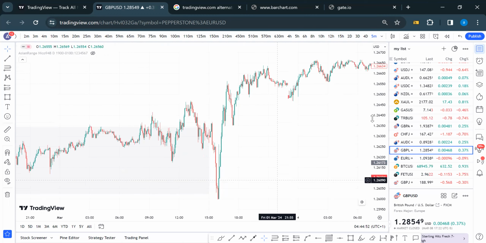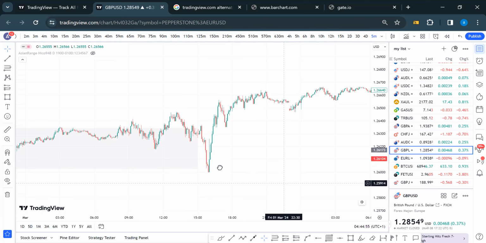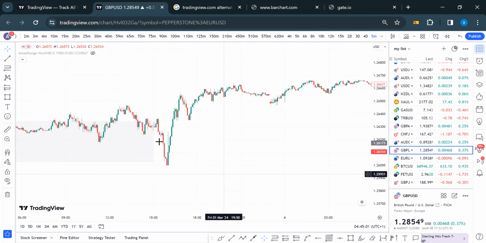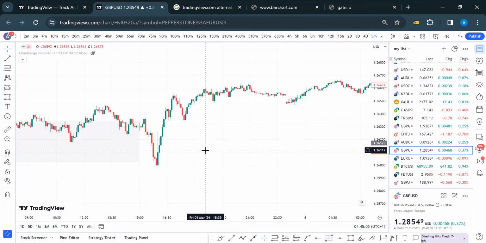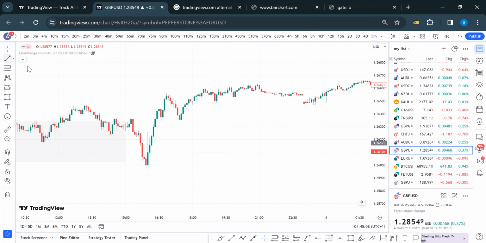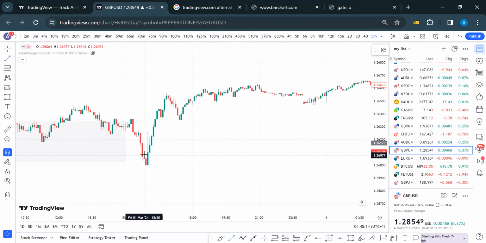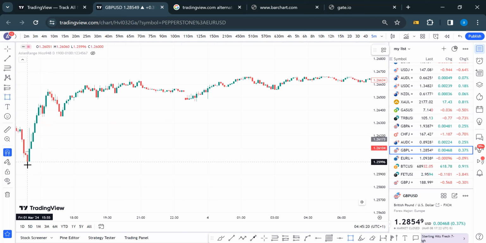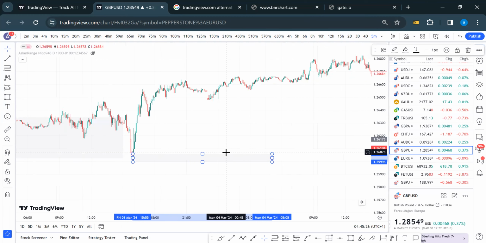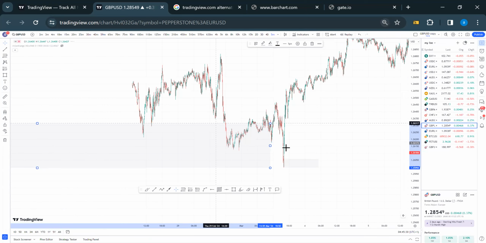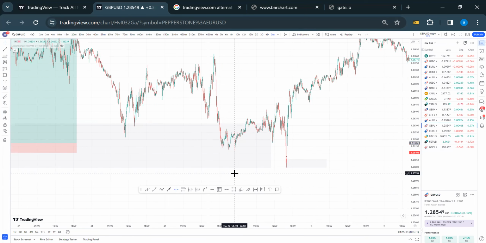Did you have an entry at all? Okay, we're searching for change of character. So for me, we have the pullback, and we have our change of character here. We have a change of character here, and we have this demand zone. I don't know if price later came back to that. So for this, price did not come back.